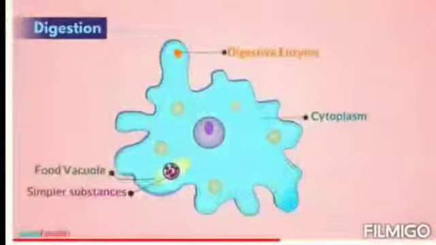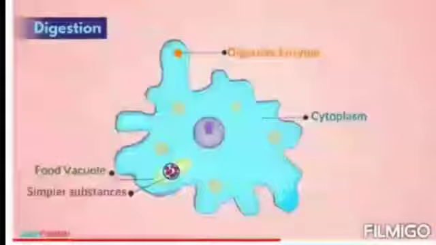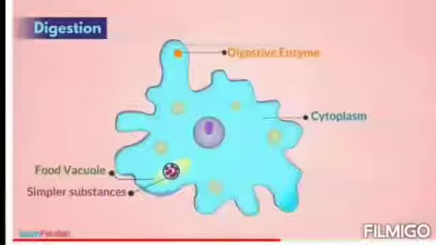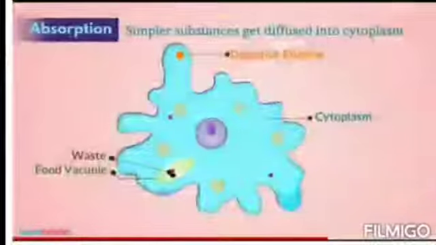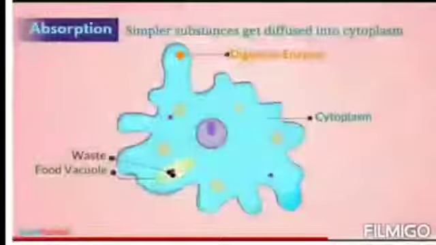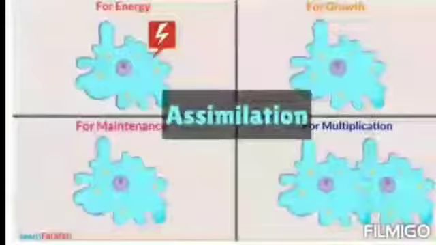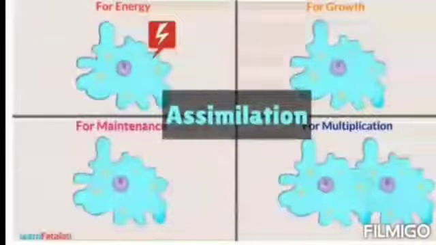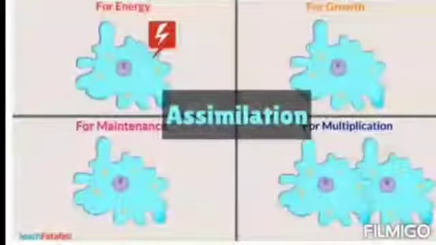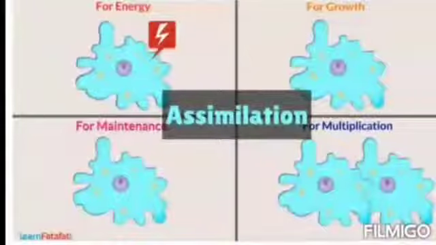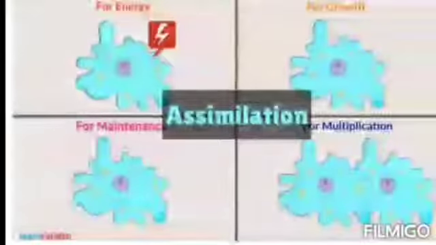In the process of digestion, digestive juices are secreted into the food vacuole. They act on the food and break it down into simpler substances. Gradually, the digested food is absorbed. In absorption, simpler substances get diffused into the cytoplasm. The absorbed substances are spread into the cytoplasm and they are used for growth, for energy, for maintenance and also for multiplication.